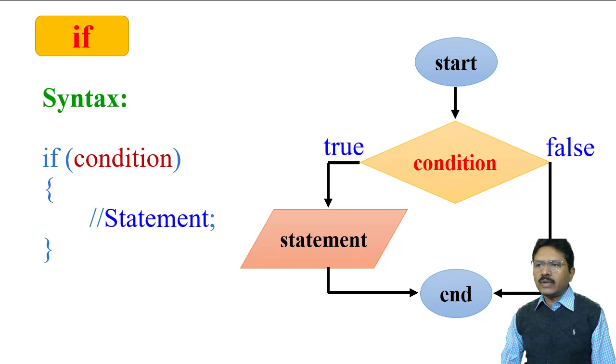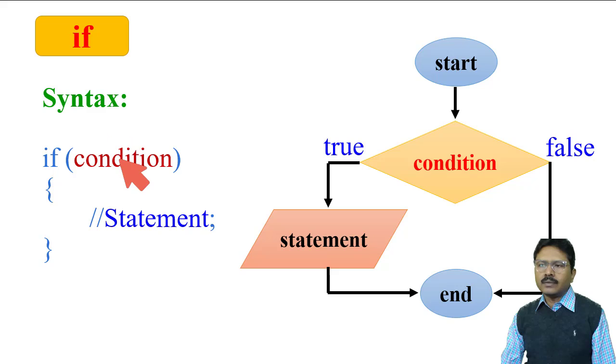This is the flowchart for the if statement, as well as the syntax for the if statement. For an if statement, there must be some condition. When the condition is satisfied, all the statements inside the if block will be executed. After the execution of all statements, the program will end. If the condition fails, the program will come to the end.